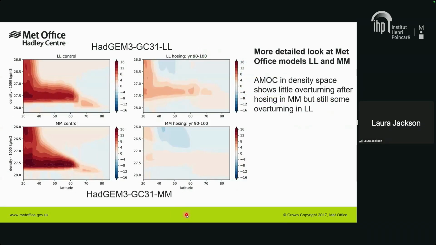So I'm going to focus a bit more now on these 2 different Met Office models, LL and MM. And these basically differ in terms of the resolution, but they also differ in terms of the mean state, which is caused by the differences in resolution. So this is looking at the AMOC in density space in the control and then in the hosing experiments. And you can see that at the end of the hosing experiments, the LL model still has some significant overturning going on there. Whereas in the MM model, there's basically no overturning in density space anymore.